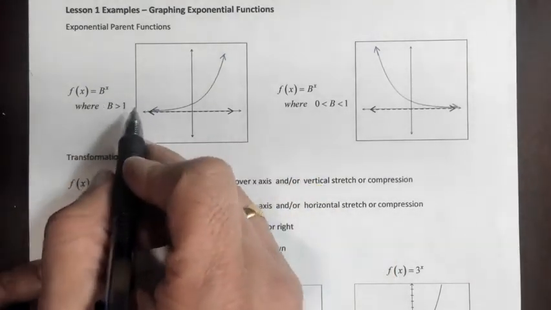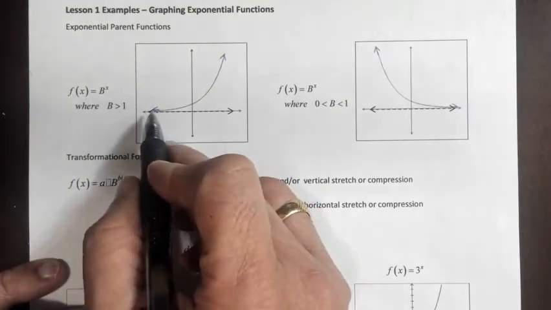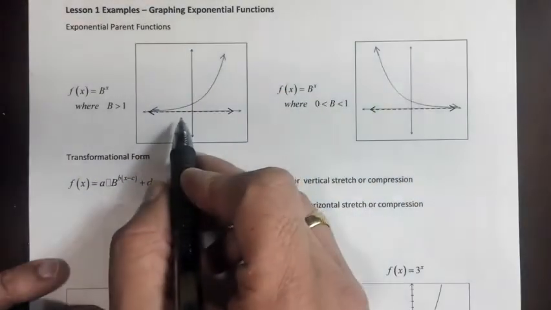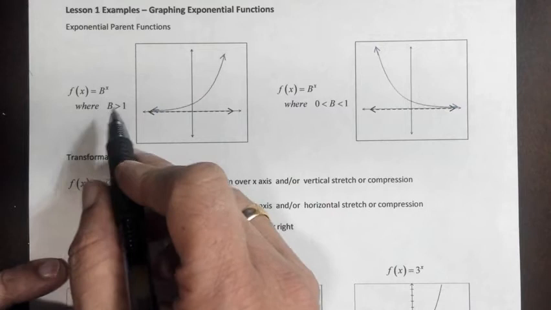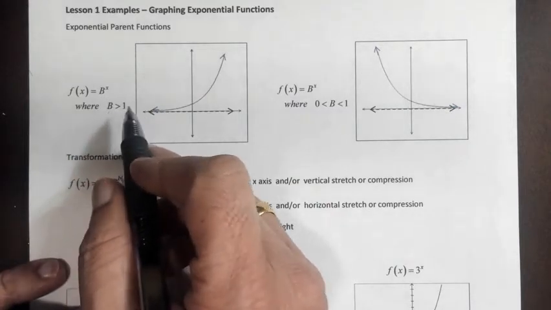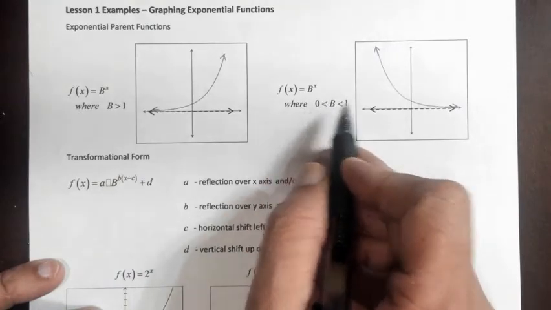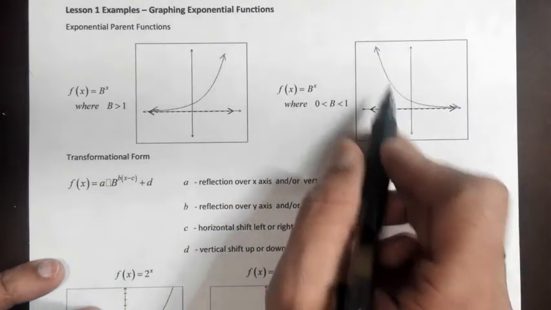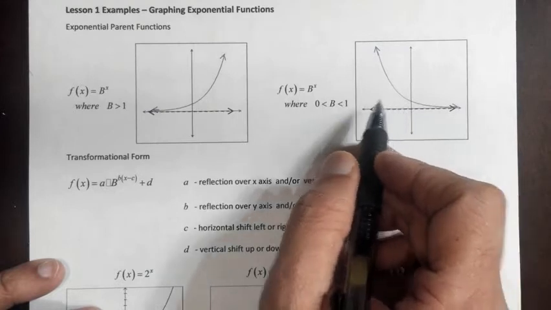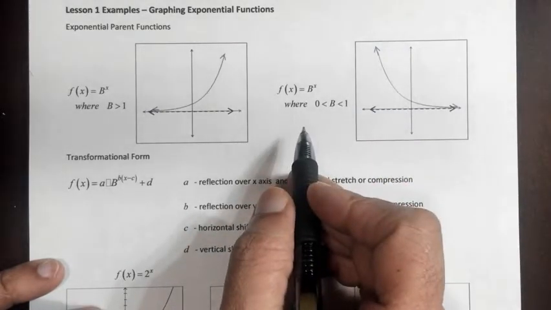So if b is greater than 1, this will become an increasing function. If b is 2, 5, 10, you can choose any value that will give you an increasing function. If you choose a value that is between 0 and 1, that will give you a decreasing function. So that is all about exponential functions.